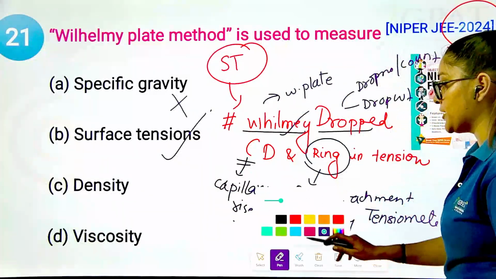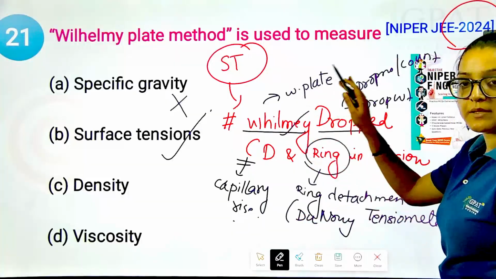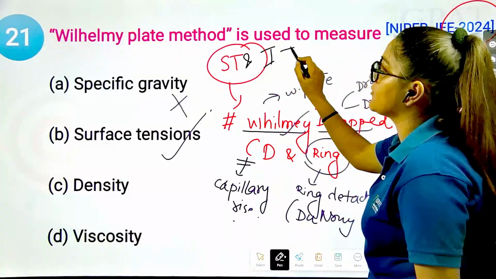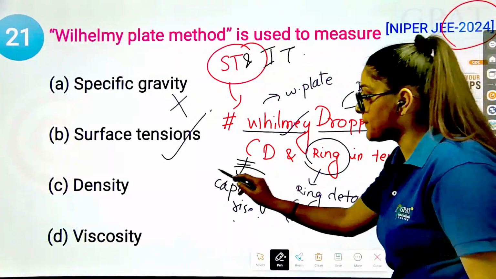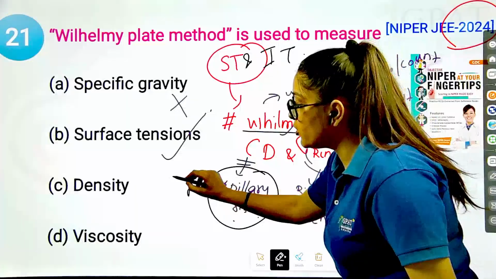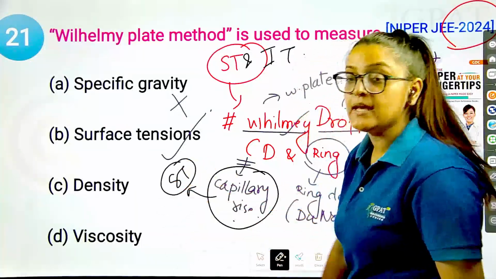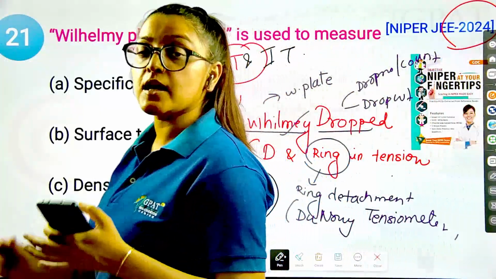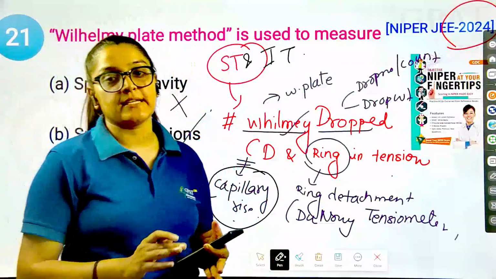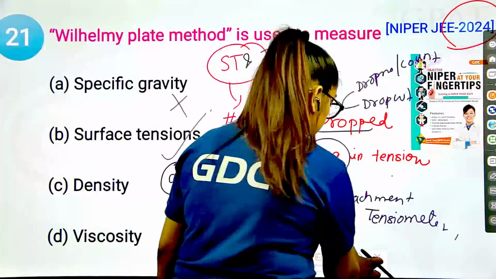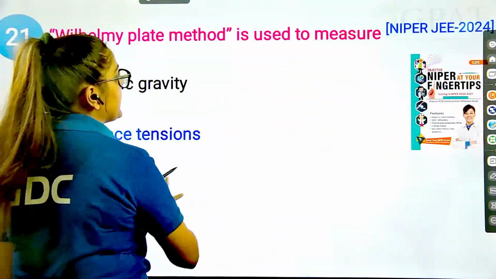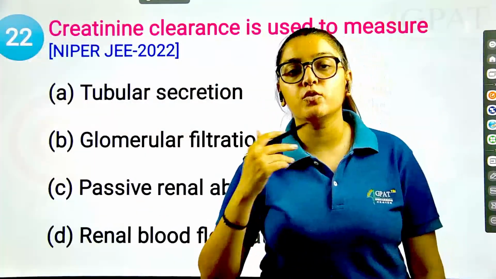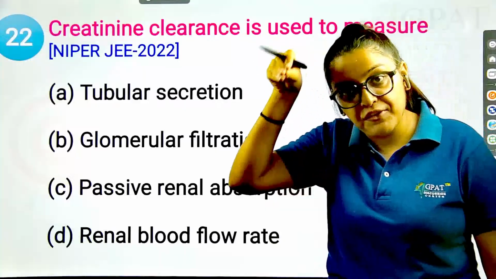One more important point to note here. All these methods which you can spot here are for both surface tension and interfacial tension. But this capillary rise method is only specific to the surface tension determination. Rest all are for both surface tension and interfacial tension. So we have option B as correct. I have repeated these things so many times, but I am telling you over and over again. So these things just fix in your head.